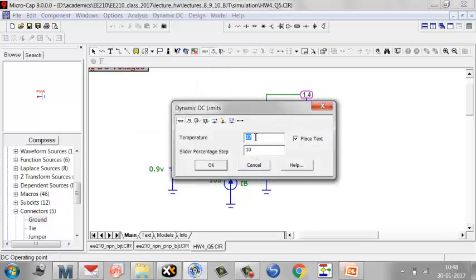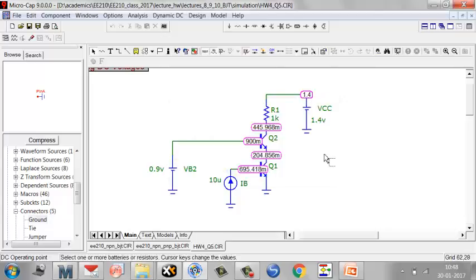It says at what temperature do you want to carry out analysis? 27. So let's keep it at that. It gives you all the voltages everywhere. So note that it's not really 0.7, it's 695. All these things will be a little different.